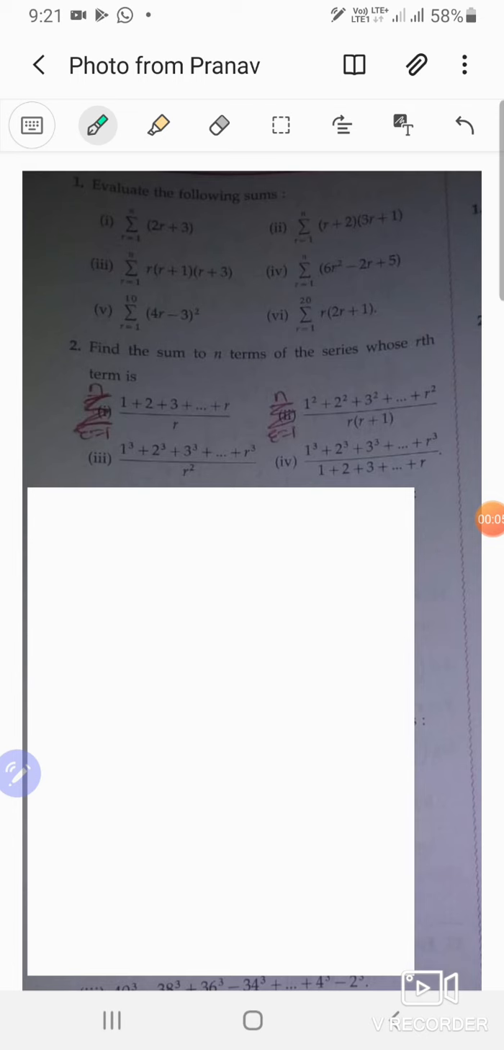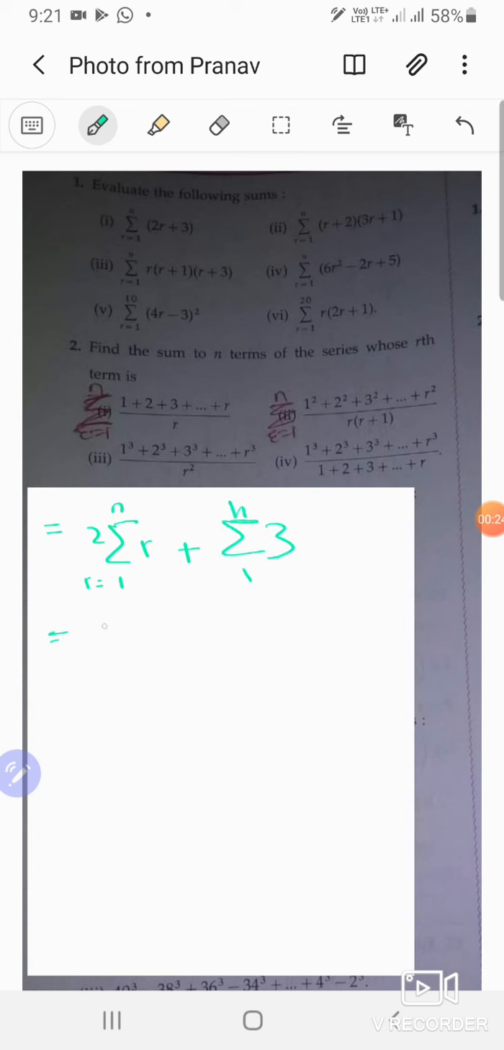So the first part of the first question says, the summation from r equals 1 to n of 2r plus 3. That is the same as saying 2 times the summation from 1 to n of r plus the summation from 1 to n of 3.